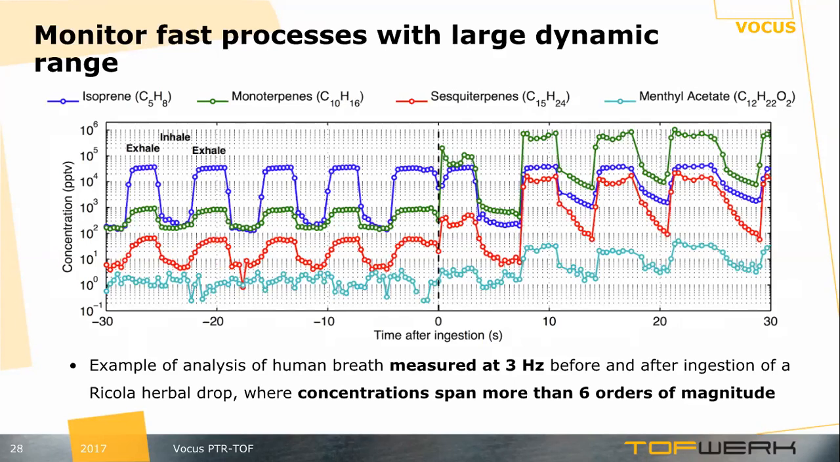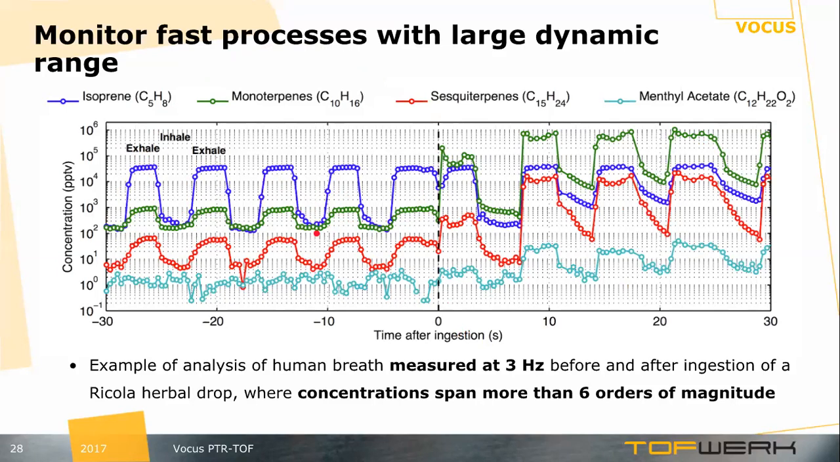So just to look at dynamic range a little bit, here's a separate example, not atmospheric science related, that highlights the dynamic range of the instrument. So in the time series here at t equals 0, I eat a Ricola, and before and after, I'm just repeatedly breathing into the instrument. So you can see on the left here, my exhale-inhale cycle plotted with isoprene. You can see this very rhythmic pattern as I breathe into the instrument. And then here, compounds like sesquiterpenes, monoterpenes, menthol acetate, which are in Ricola drops, come up quite quickly and start to follow the same rhythmic pattern as I breathe out.